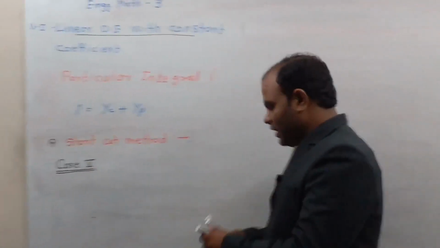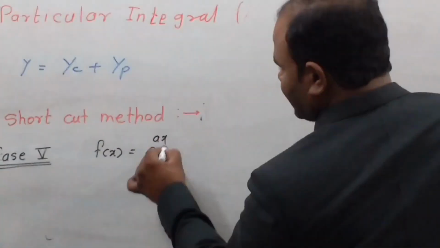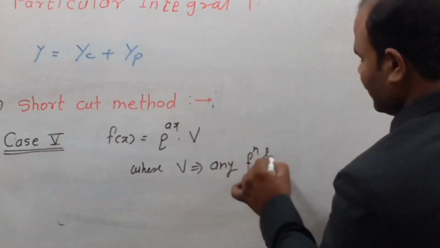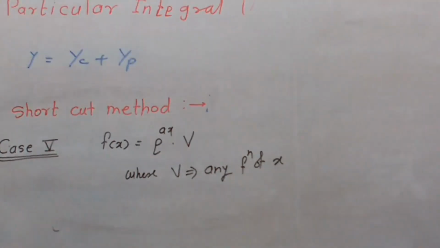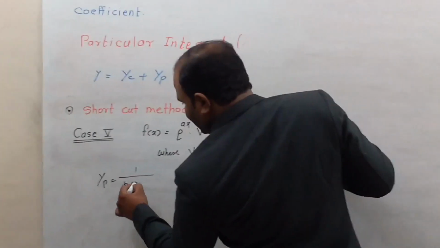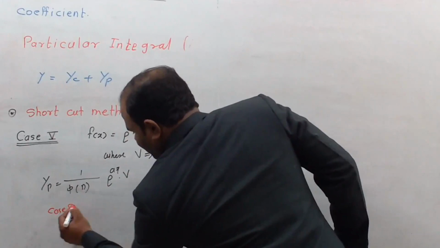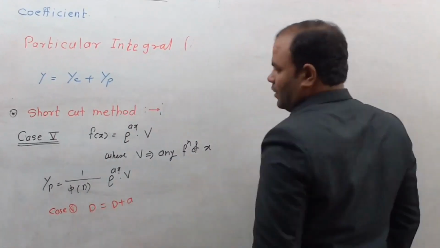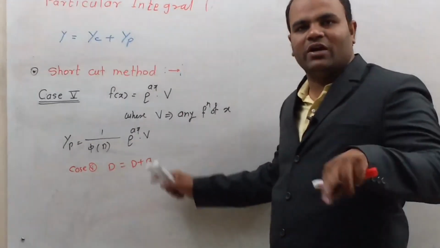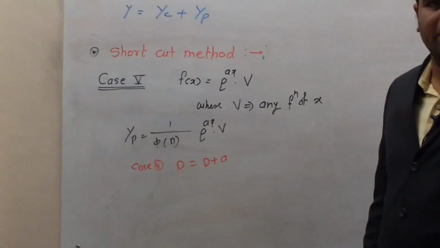Now case 5. According to case 5, if f of x is equal to e raised to ax into v, where v is any function of x, then this case is based on case 5. So we solve it as yp equals 1 upon phi of D into e raised to ax into v. According to case 5, we put D equal to D plus a. If it is minus, then we consider D minus a. By putting D plus a, case 5 is converted into the previous case 4, so we can find the particular integral.